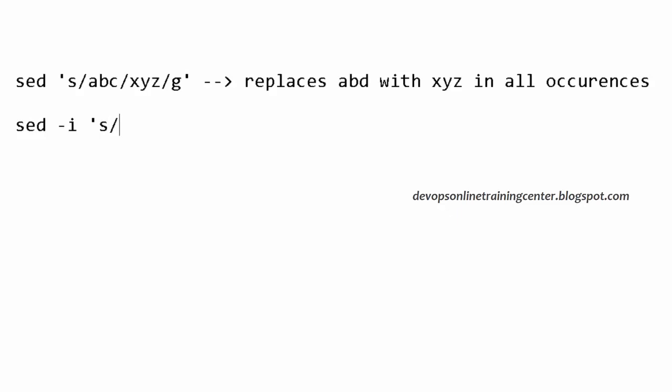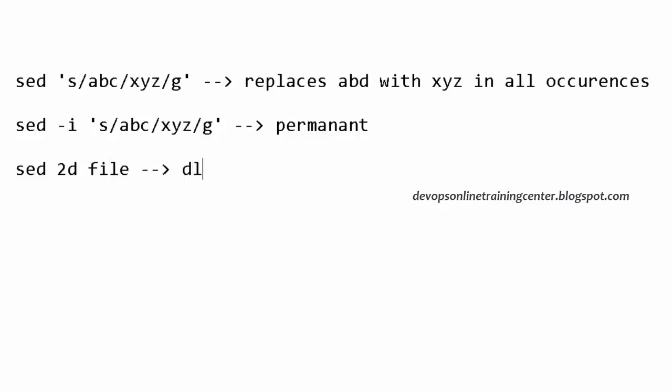So we do sed -i, and then we substitute ABC with XYZ, then g, and this will also make changes to the file, and it's permanent, right? And how do we delete a particular line from a file using sed? sed 2d and let us say the file name. So this deletes the second line. Okay, so it's like nd, the nth line will be deleted.